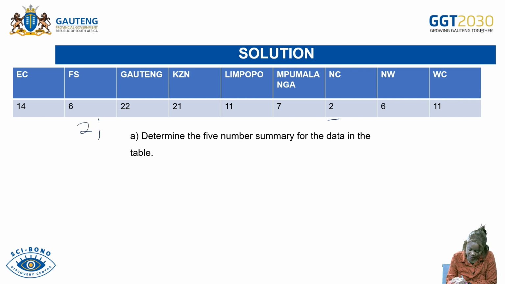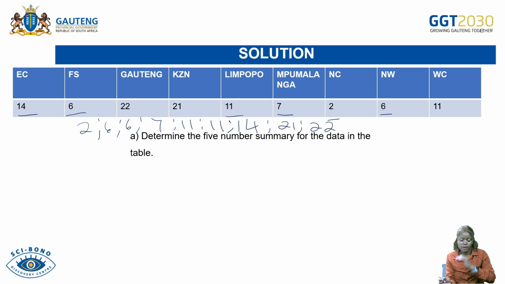And then do we have a 3? No. 4? No. 5? No. And then we have a 6. And then we have another 6. And then we have a 7. Do we have an 8? No. But we do have 11, two 11s. And then I have a 14. And then I have a 21 and a 22.